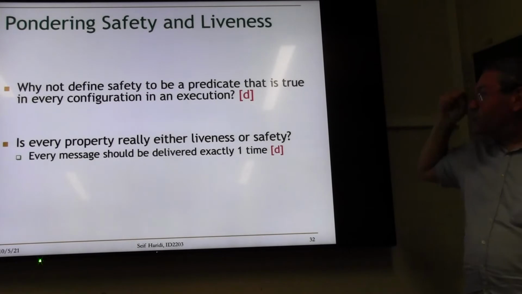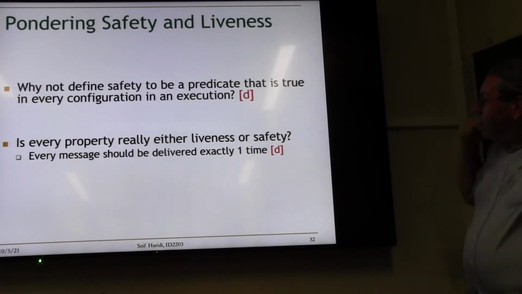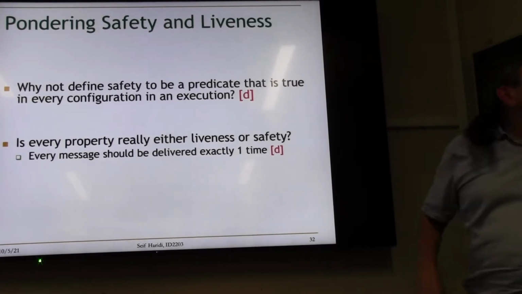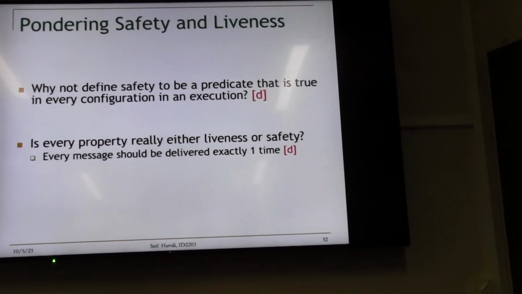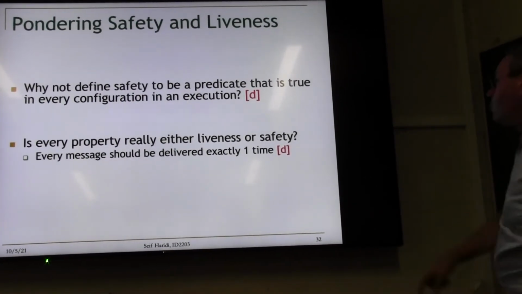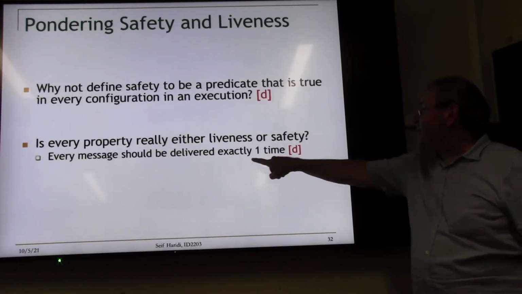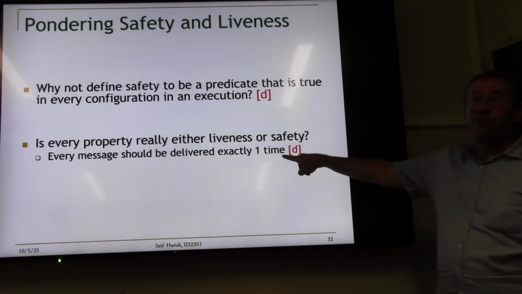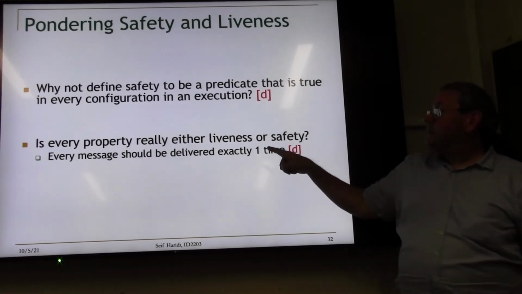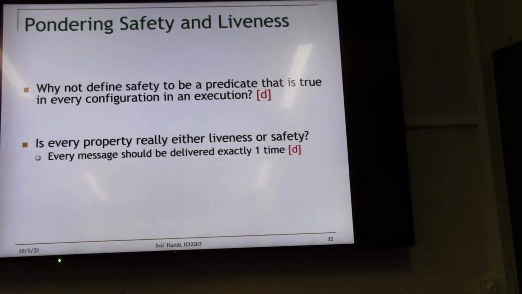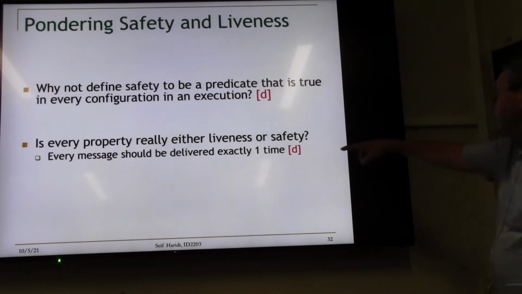Here's another question. Is every property really either safety or liveness? For example, what about this one: every message should be delivered exactly once. Is that safety or liveness? What's going on here? Now I'm being a little tricky, I want to see if you're thinking. So what about this property? Is it safety or liveness?